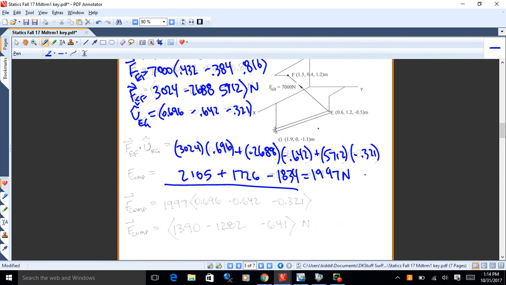So if you want to find the compressive vector, you take that 1997 and multiply it by the unit vector for the line that it acts on. So that's 0.696, negative 0.642, and negative 0.321. That's the unit vector from E to G. And when you do that, you'll get the compressive vector now: 1390 minus 1282 minus 641.